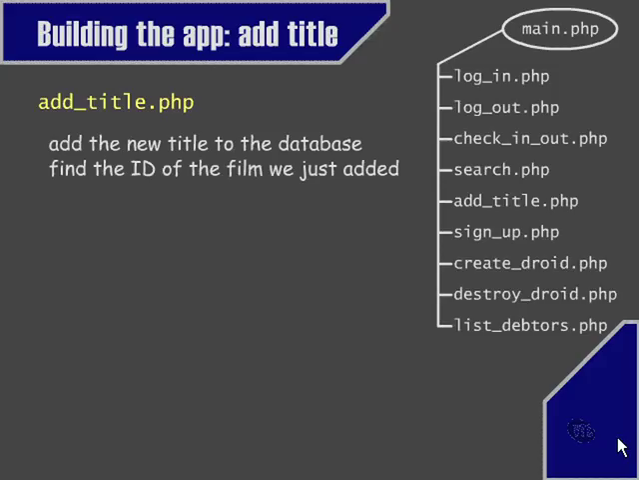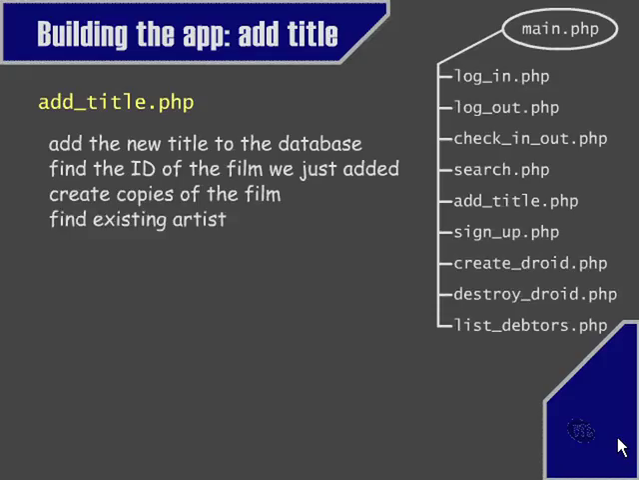The reason we need to do this is that when we add the new title, we don't include a number for the ID, we allow MySQL to set the number. So we need to run a quick search and find the ID of the film we've just added so that we can create copies of the film using the film ID to create a relationship between those two tables.